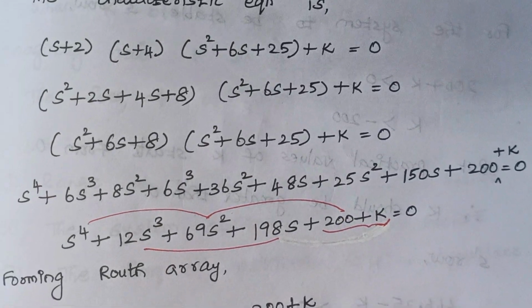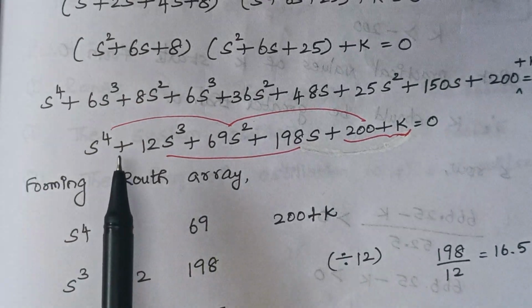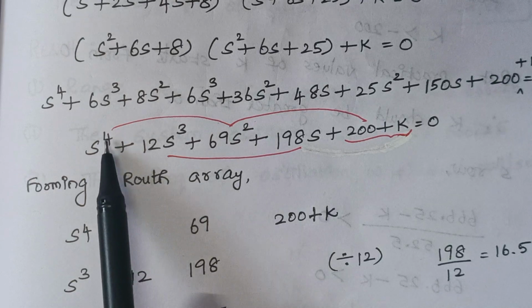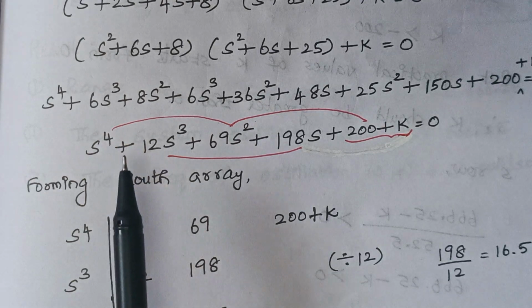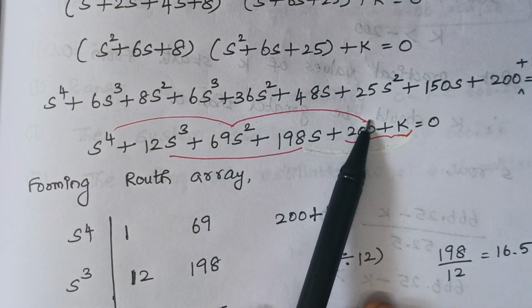Right. So, forming the Routh array. Here the maximum power of s is s to the power 4, right? So I start with s to the power 4 here. Since it is an even number, I have to connect all the even powers: s to the power 4, s square and finally the constant term, s to the power 0.